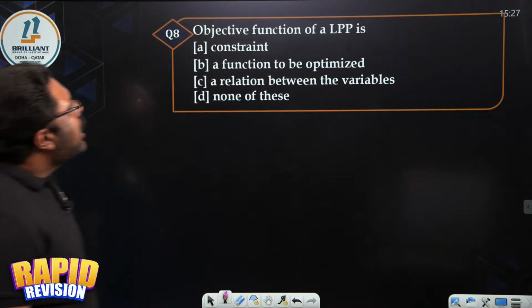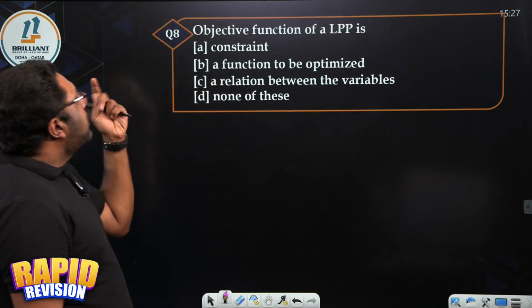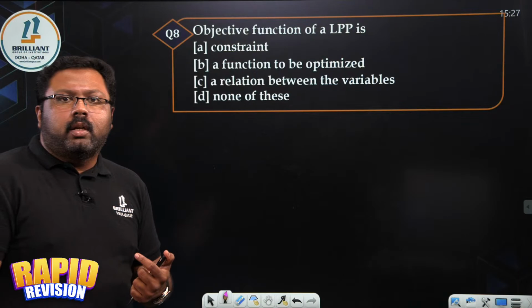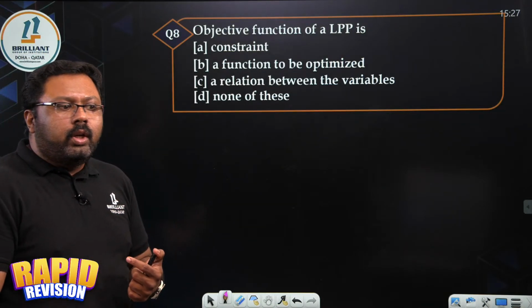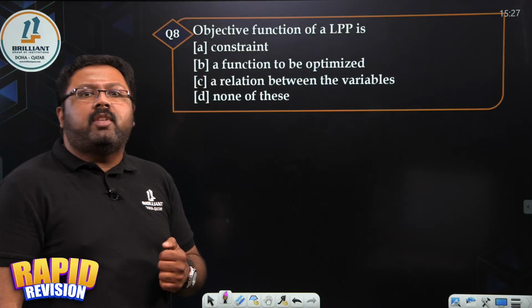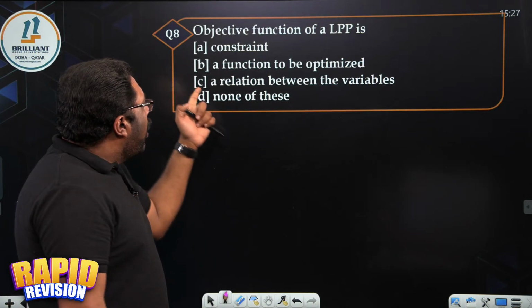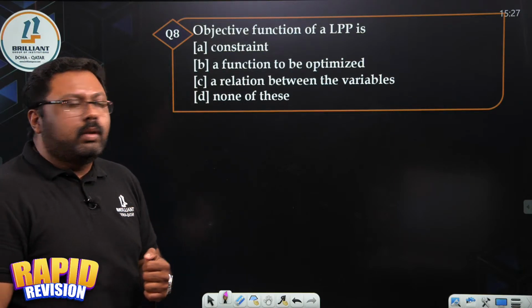Question number 8. Is the objective function of an LPP a constraint? Not at all. You know what a constraint is: it looks like an inequality, and you find the feasible region using that inequality. An objective function is a function which has to be optimized. Option C, a relation between the variables?